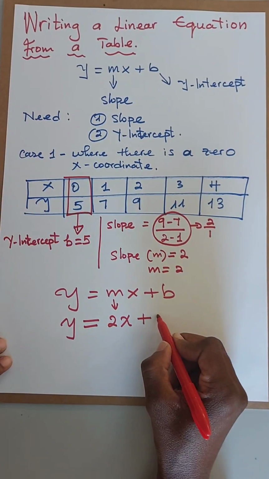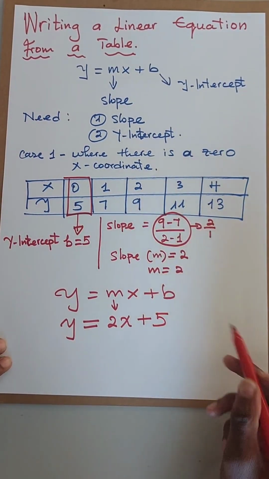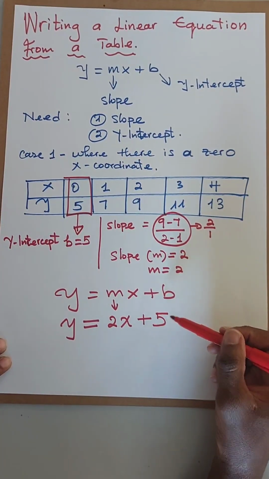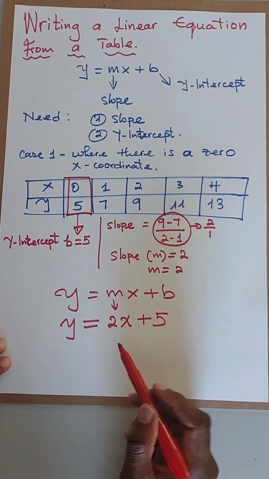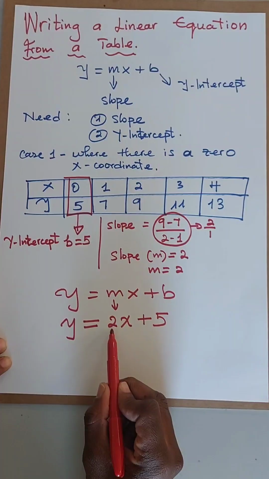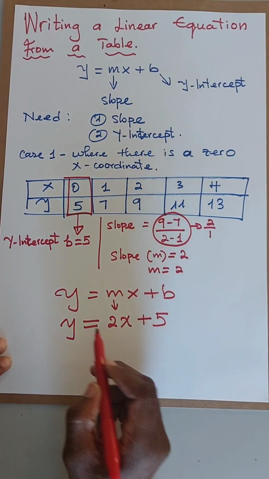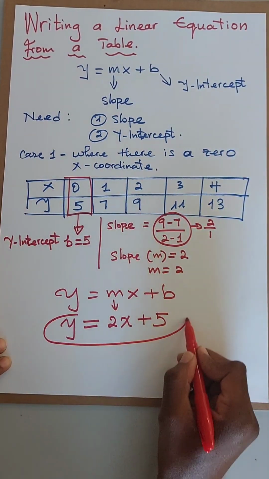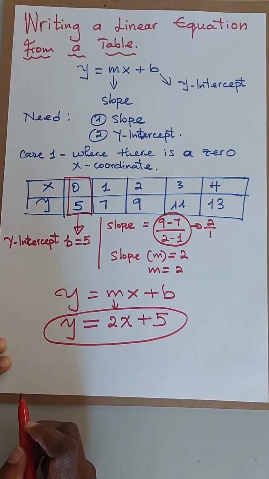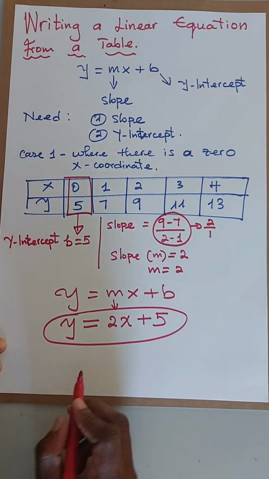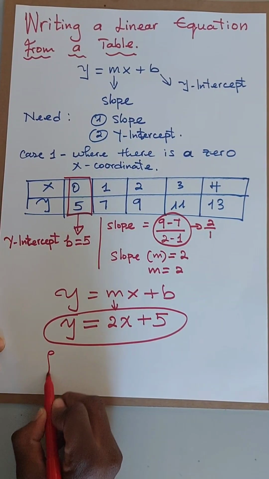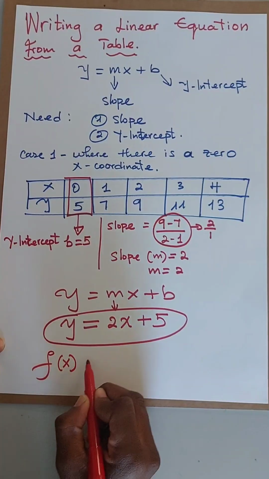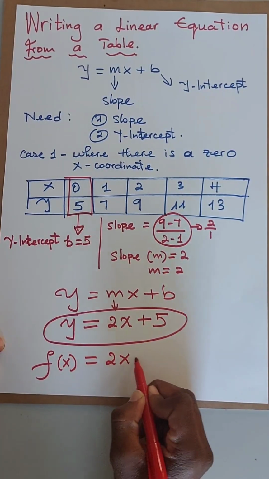So with y equals mx plus b, b represents the y-intercept and m represents the slope. And so if you know the value for the slope and the y-intercept, you can always write the linear equation in the slope-intercept form. And this equation is the same as the function f of x equals 2x plus 5.